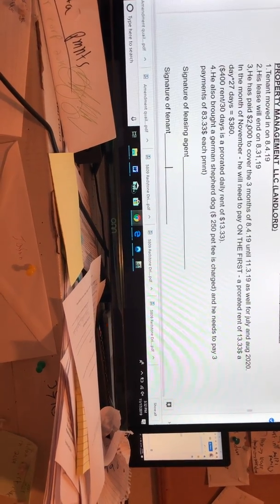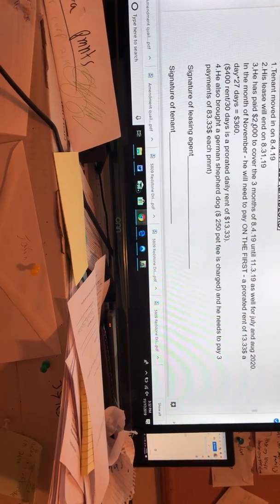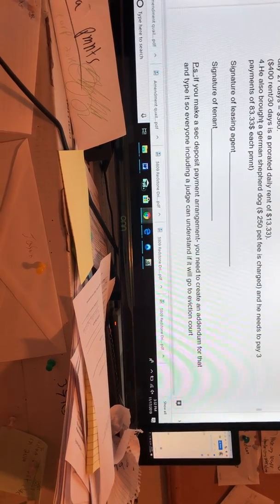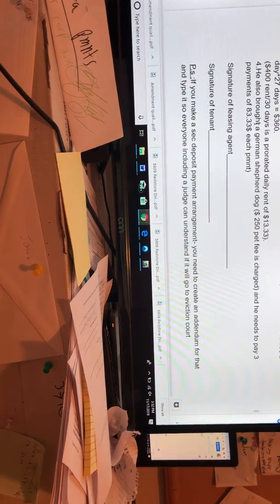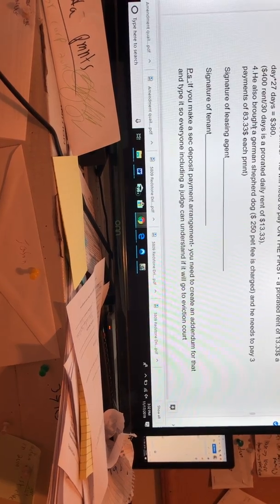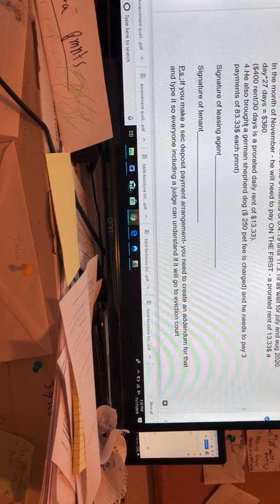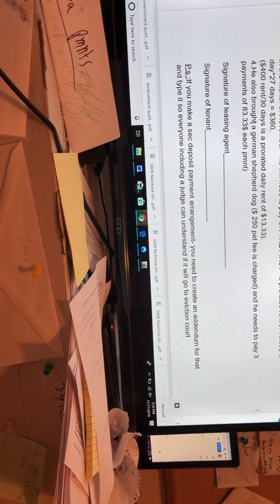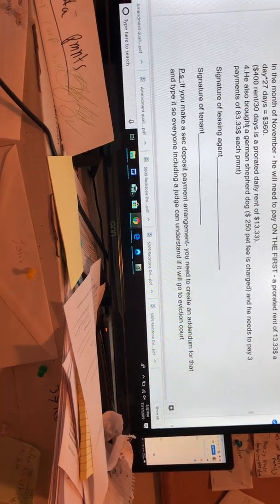Okay, this is an example of an addendum. You will need to pay on the first. So yeah, it's important to make sure that the new assistant will know how to prorate the rent.